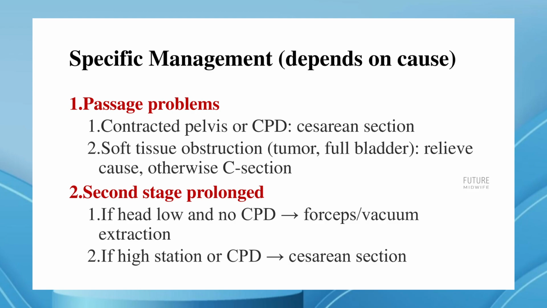The last one will be the prolonged second stage. If head is low and no CPD, we can go for forceps or vacuum extraction. If high station or CPD, we can opt only for cesarean section.